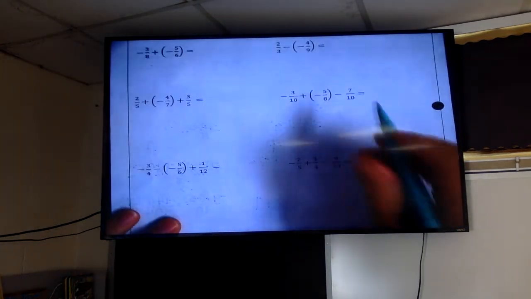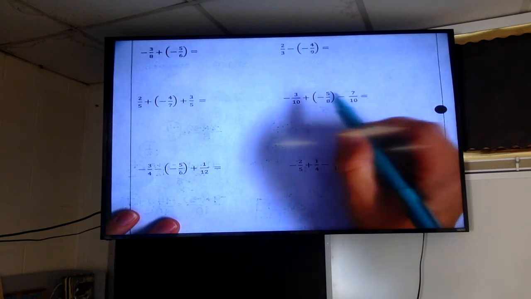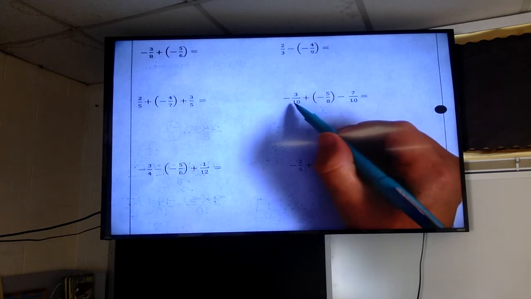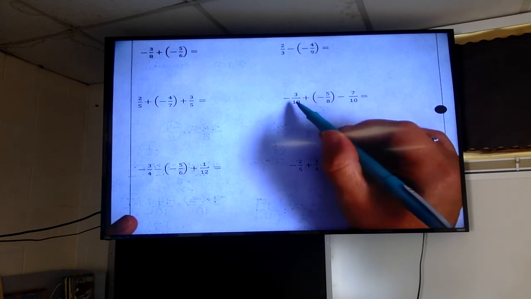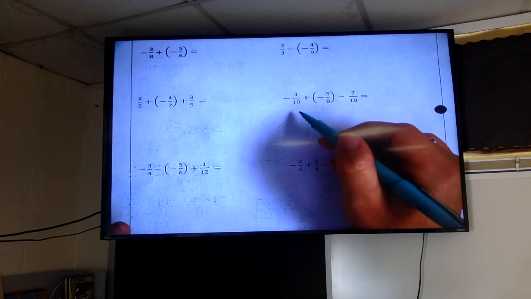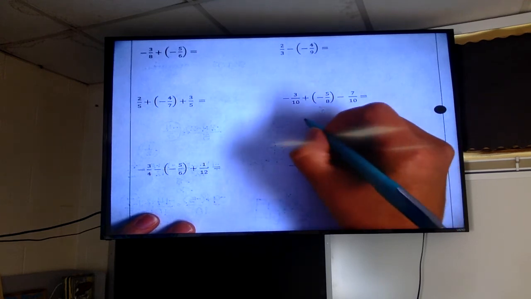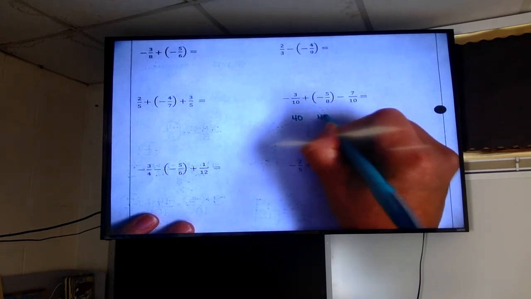Okay. So I have 10, 8, and 10. I need to come up with a common denominator. Okay, so I'm going to count by tens. So 10, 8 does not go into 10. 20, 8 does not go into 20. 30, 8 does not go into 30 evenly. 40, 8 does go into 40 evenly. 8 times 5 would give me 40. So I know my common denominator is going to be 40.